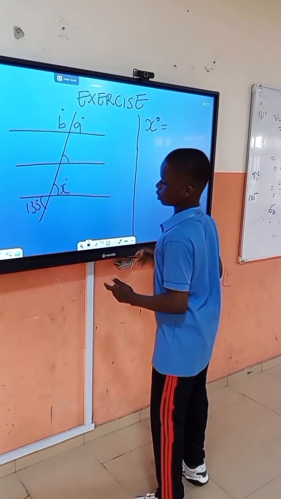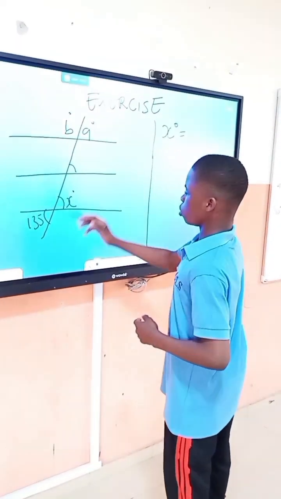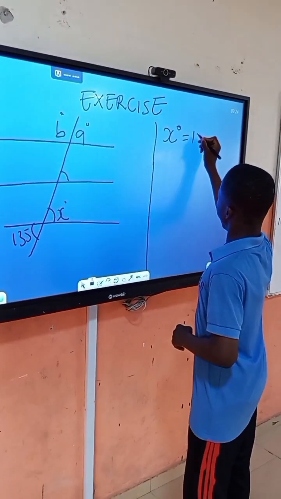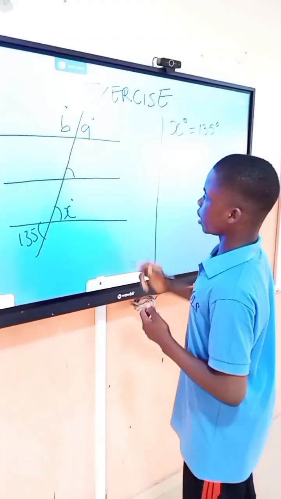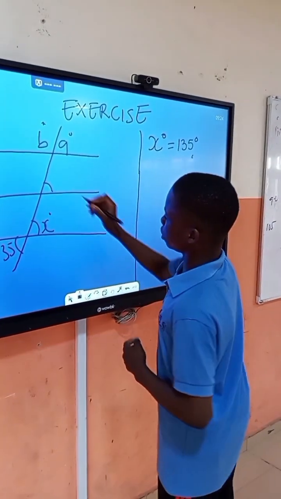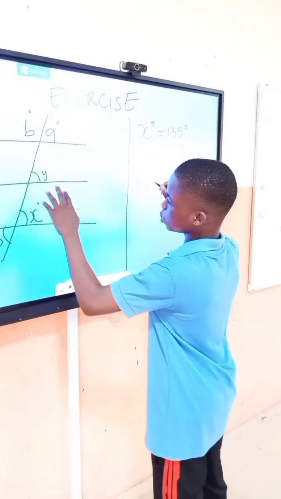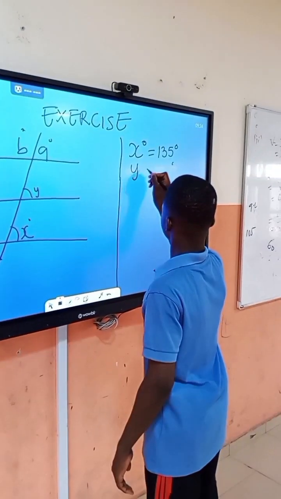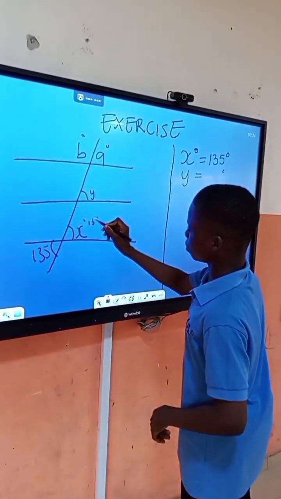How are we going to find x now? X will be 135 because opposite angles are equal. We are going to find A. So before we find A, let's find B. Let's find this angle. Let's just put it as angle Y. So angle Y will be 135.